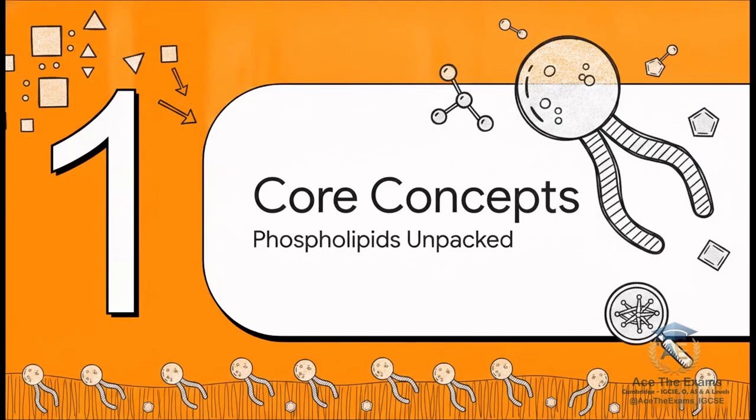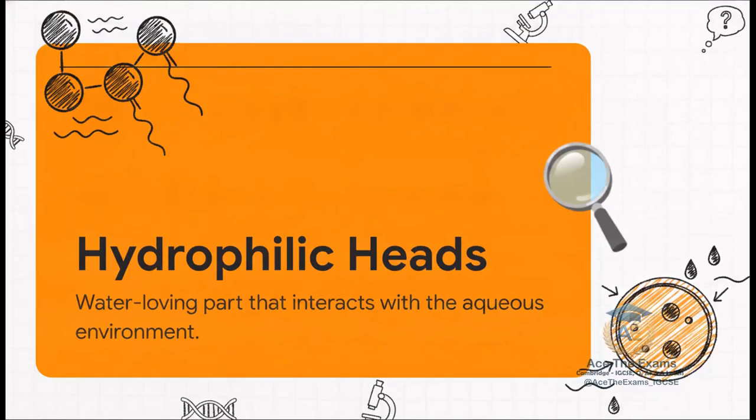All right, moving into section 1, core concepts, phospholipids unpacked. Let's get into it. To totally master this exam strategy, we first need to make sure our foundational knowledge is completely airtight. It all starts with the hydrophilic head. This is the water-loving phosphate part of the molecule that naturally interacts with the aqueous environment, both inside and outside the cell. Now, it's a super simple concept, but examiners expect you to use precise terminology here, like saying aqueous environment rather than just water, when you're describing how it behaves.